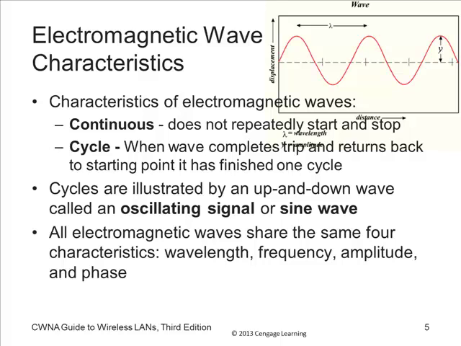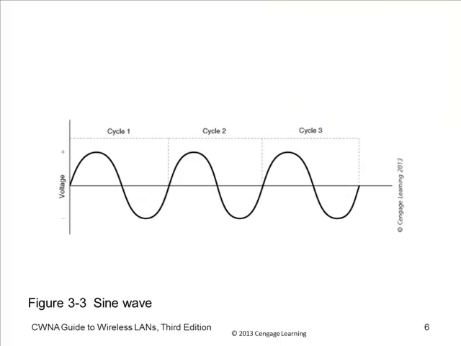Same 4 characteristics: wavelength, frequency, amplitude, and phase. Phase is the starting point of these things. And this is another. Cycles, this shows from the 0 point to a max, back through the 0 point to a minimum, back to the 0 point. When we go through all of those, we've gone through one cycle. So when we go back to the 2.4 gigahertz, that's doing 2.4 billion of those every second.